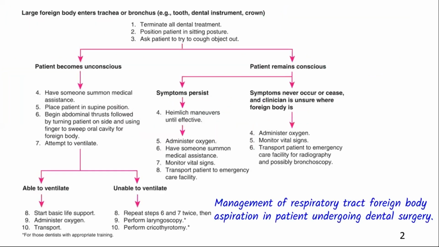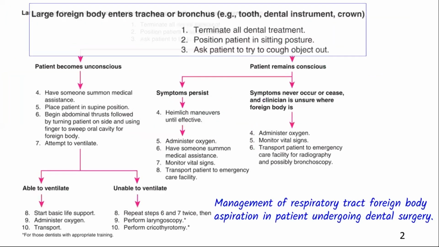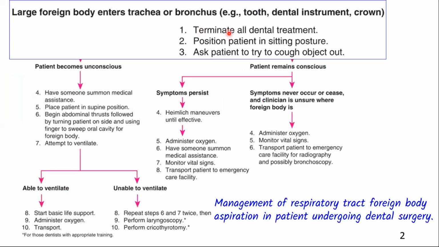When a large body enters the trachea or bronchus, such as a tooth or dental instrument, immediately stop all dental treatment. Position the patient in a sitting posture to facilitate coughing. Instruct the patient to try to cough the object out, as coughing may expel the aspirated material if the airway is partially obstructed.